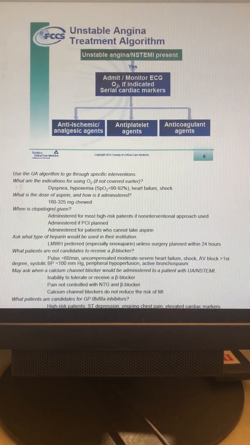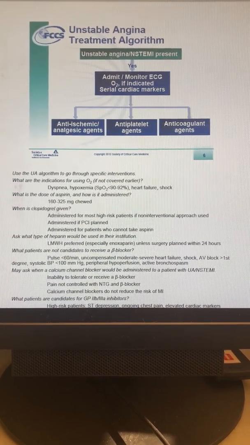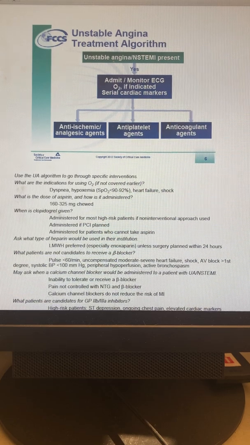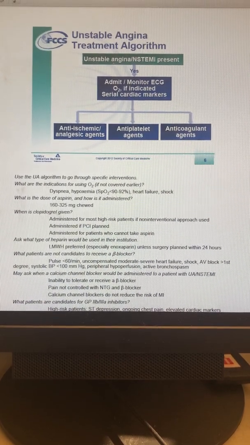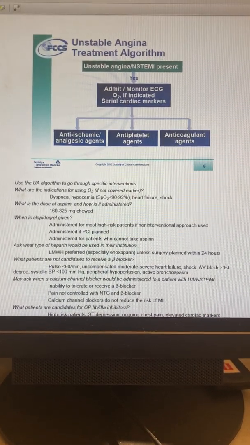So again, the ones that are not going for cardiac cath. The ones that are going to cardiac cath and we know we're going to stent them, we have to give them Plavix, and the ones that are allergic or intolerant of aspirin.